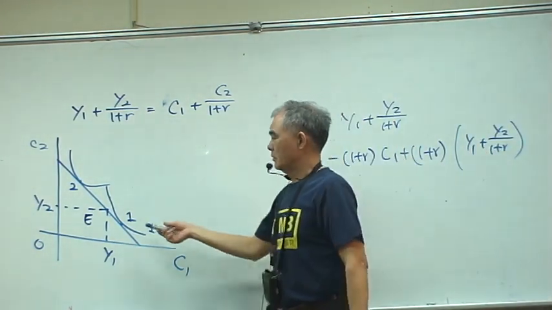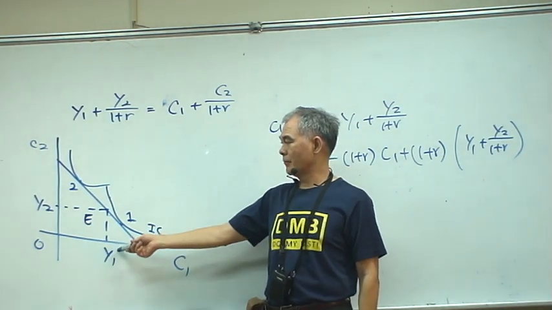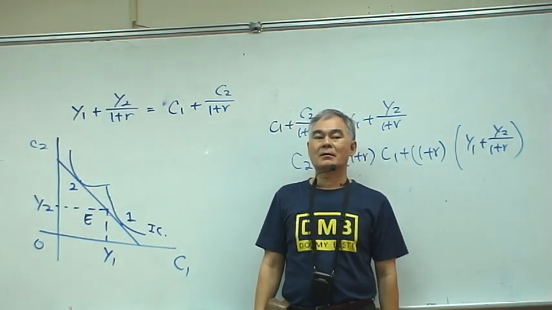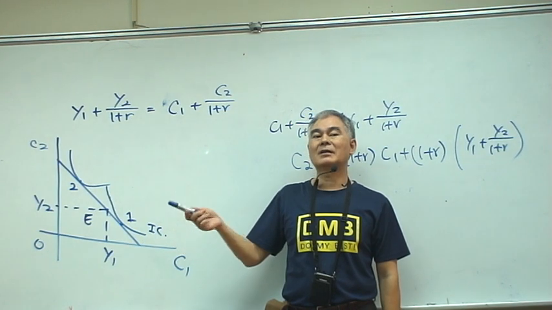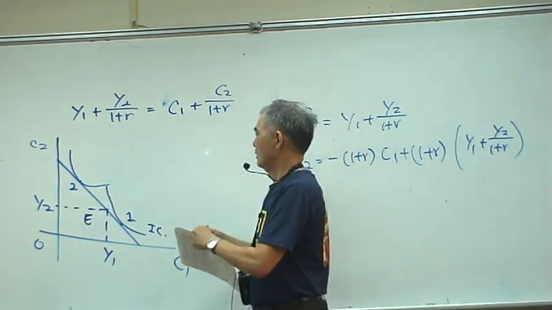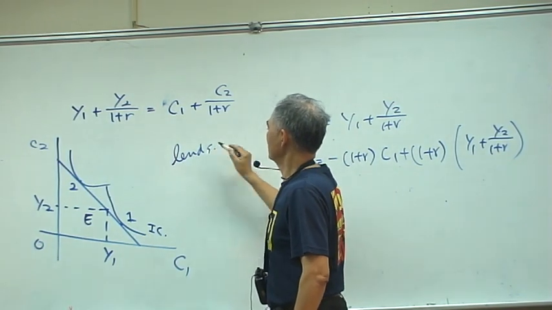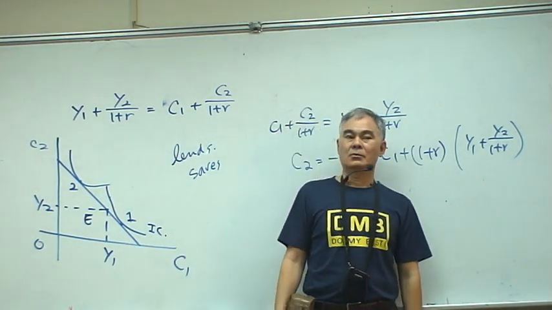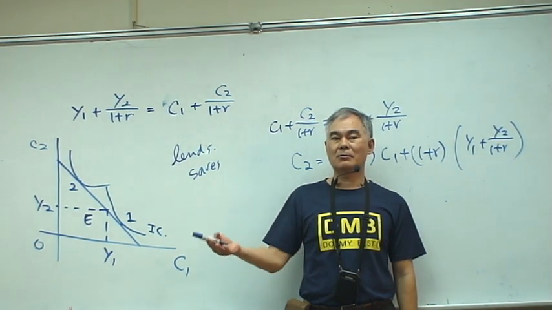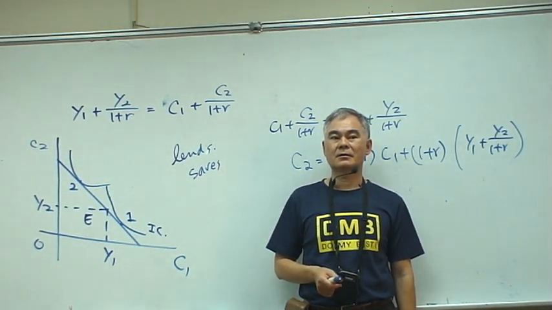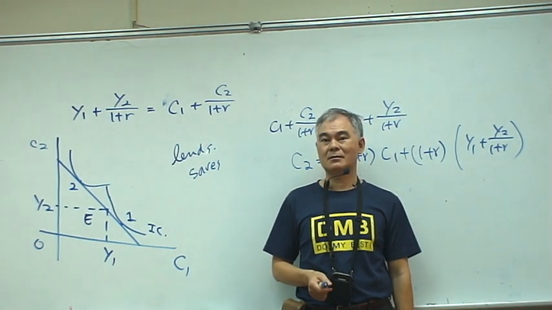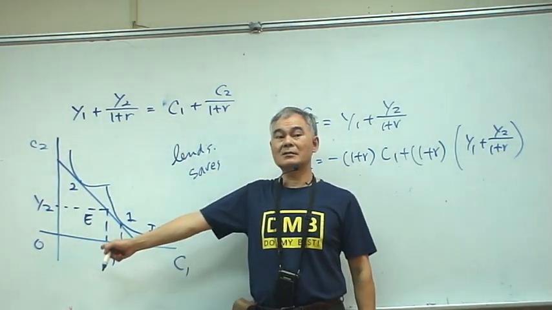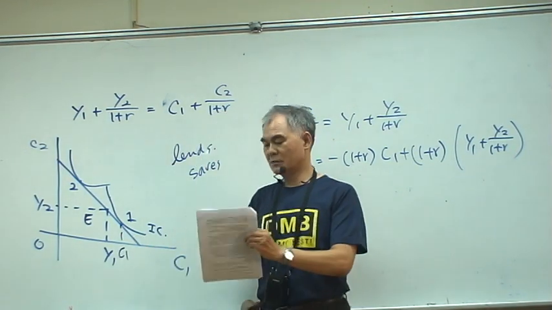So this is the income for this person, Y1 and Y2. If the person chooses this point, what does he do? Does he borrow money or lend money? When we say lend, actually the other word is save. At point 1, is this person a borrower or a lender? Here is his income, Y1, and C1 is his consumption.